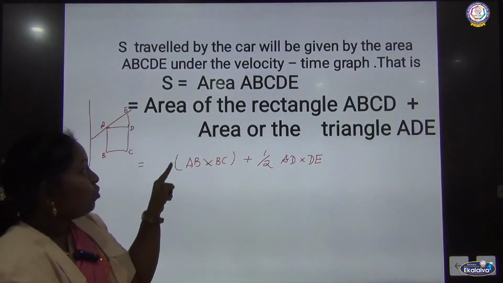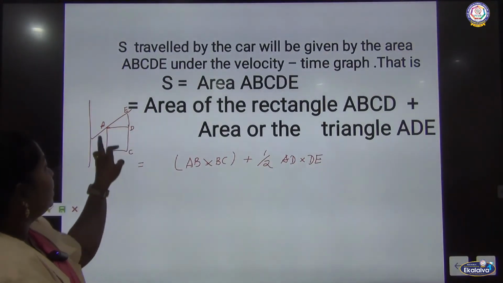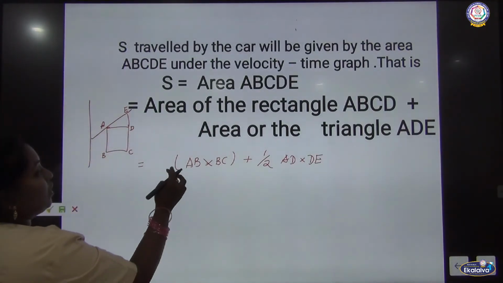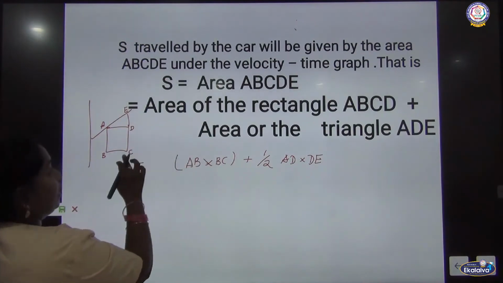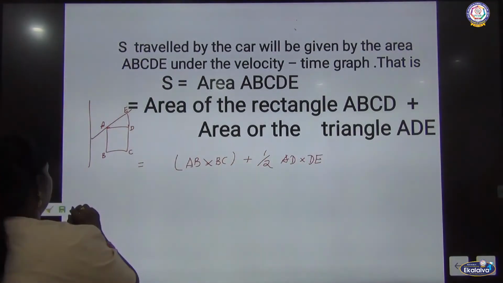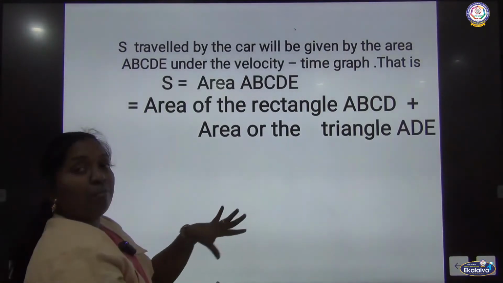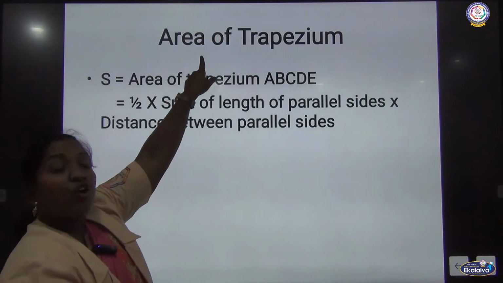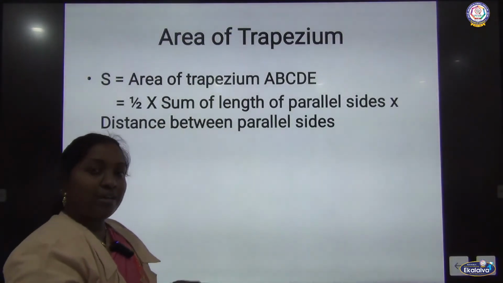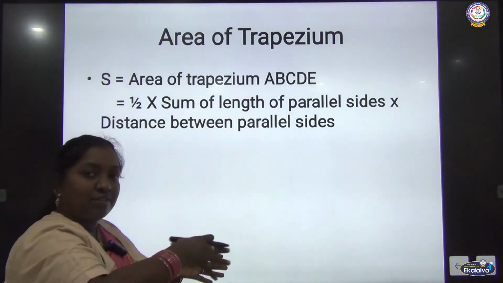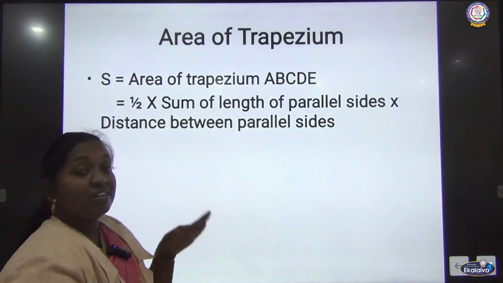How do you write this with the help of a formula? Along the distance time, no, this is the velocity time. So velocity: AB into BC plus area for triangle, half into AD into DE. This same area can also be calculated with the area of a trapezium. That is one way to find the distance travelled by a car. This is also another way.